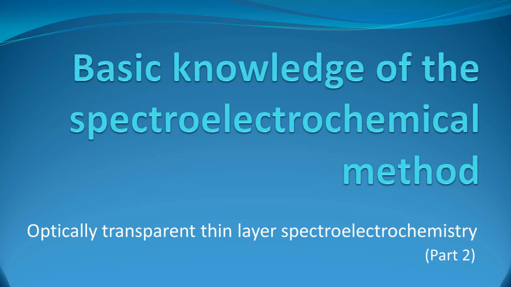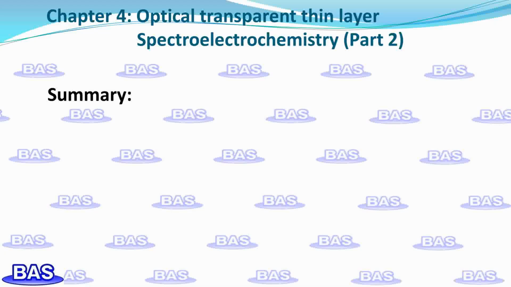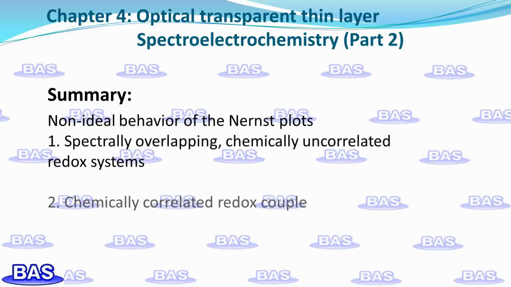This video will introduce the series on the basic knowledge of the spectroelectrochemical method, Chapter 5, Optically Transparent Thin Layer Spectroelectrochemistry, Part 2. Summary of this chapter, introducing the non-ideal behavior of the Nernst plot. 1. Spectrally overlapping, chemically uncorrelated redox systems, presented in this article. 2. Chemically correlated redox couple, which will be presented in the next article.